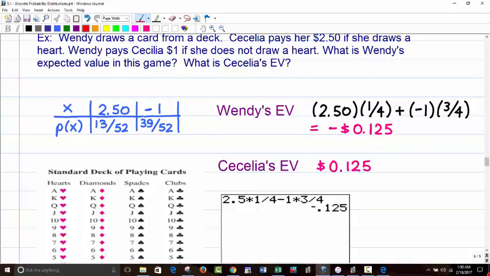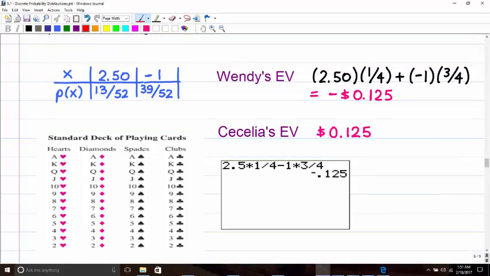So that means on average in the long run, Wendy should lose 12.5 cents per play. That's in the long run. So obviously Cecilia would like this game to be played as long as possible because it will work to her advantage. But in the short term, anything can happen. For example, Wendy could draw the heart 4 times in a row, collect 4 times 2.50, collect $10, and say nice doing business with you. But the longer the game is played, the person with the positive expected value absolutely will win. That's what they mean by winning in the long run.